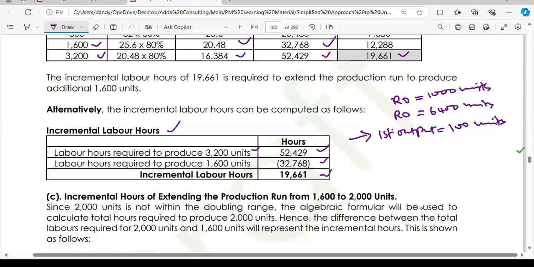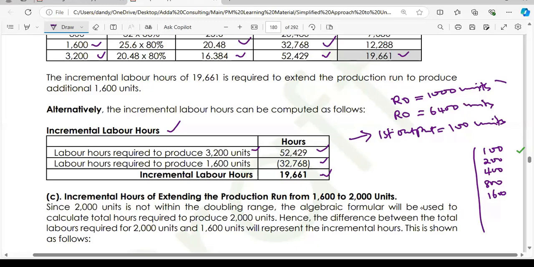If you want to double 100 to make up 1,000, you start from 100. I will double 100 to 200, 200 to 400, 400 to 800, 800 to 1,600. That means 1,000 units is not within all this range. There's no way I can double 100 to make up 1,000 units. So the tabular method will not work for 1,000 units. I have to use algebraic.